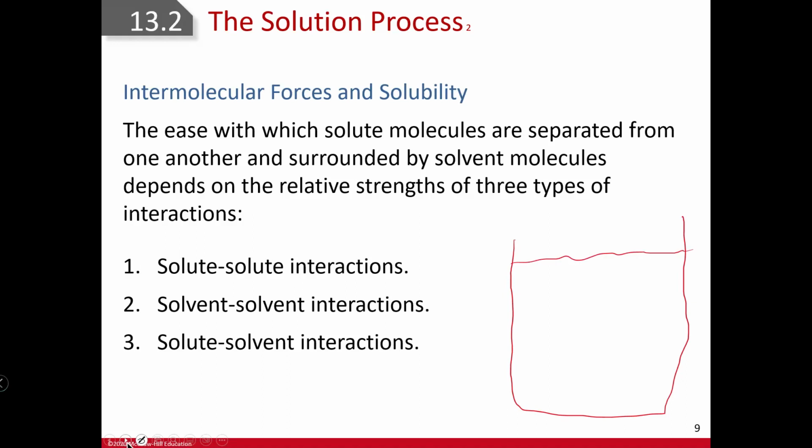When I put sodium chloride in here, there is going to be interaction between one sodium chloride and another sodium chloride. And then we have solvent interactions, that's the interaction between a water molecule and another water molecule. And then we're going to have solute and solvent interactions. So there are three types of interactions that we have to quantify here to determine whether sodium chloride is going to dissolve in water or not. And it comes down to these three interactions.